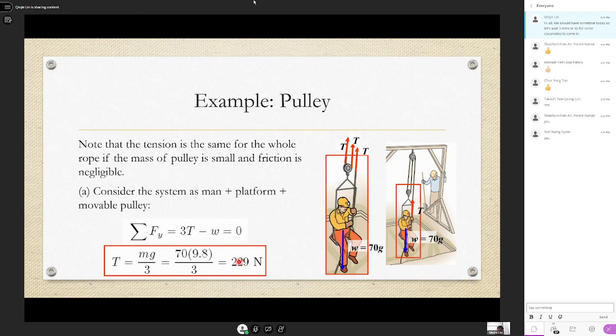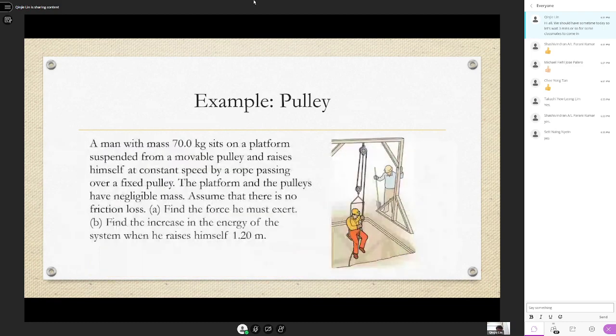Okay, then moving to part B. Part B is find the increase in energy of the system when he raises himself 1.2 meters. Means he's now sitting here, right? He is pulling this rope. You can see the rope goes over the first pulley and then over the second pulley, which is connected to him and connected back to the first pulley. So if he pulls on this rope, you can imagine him going upwards. So the question is, when he goes up 1.2 meters, what is the increase in energy of this entire system with him inside?